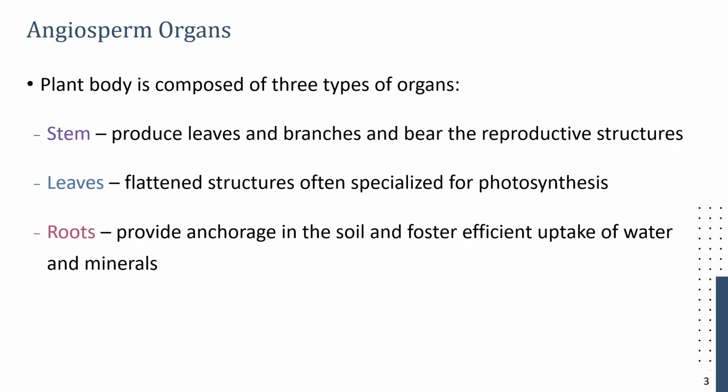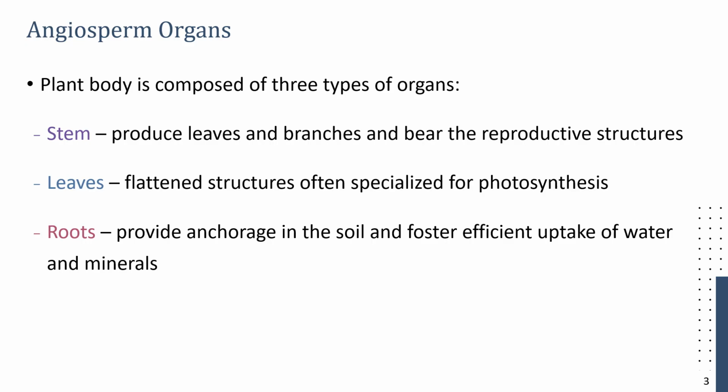We've got the stems. Of course, this is where we have our leaves and branches, and we're focusing on angiosperms. But for all of our plants, this is where we have our reproductive structures. So for angiosperms, it's specifically our flowers and our fruits and our seeds, along with those leaves and branches. Of course, we've got the leaves themselves, which are their own organ, and you all know that they are specialized for photosynthesis. They're wide and flat usually, or long and flat, to increase their surface area for photosynthesis.